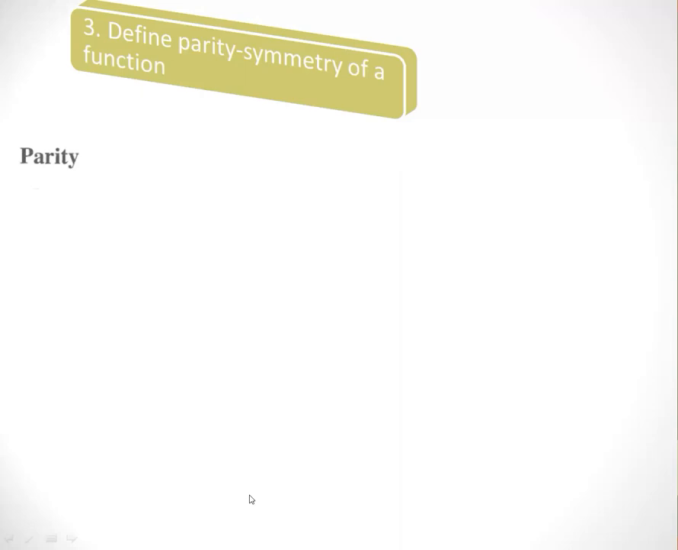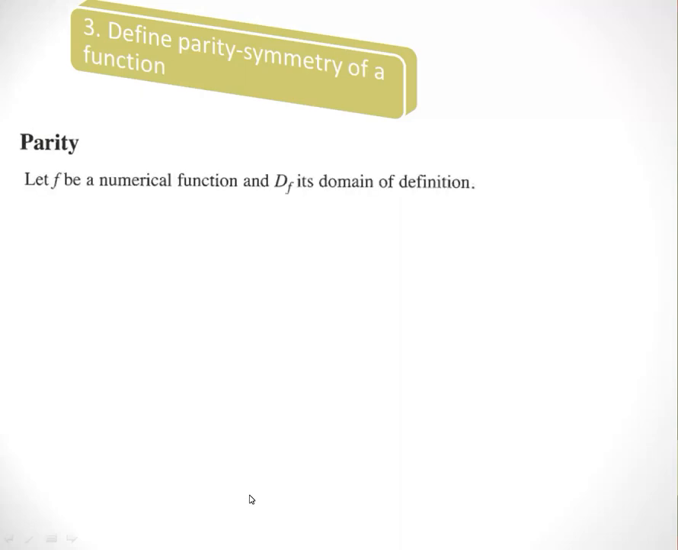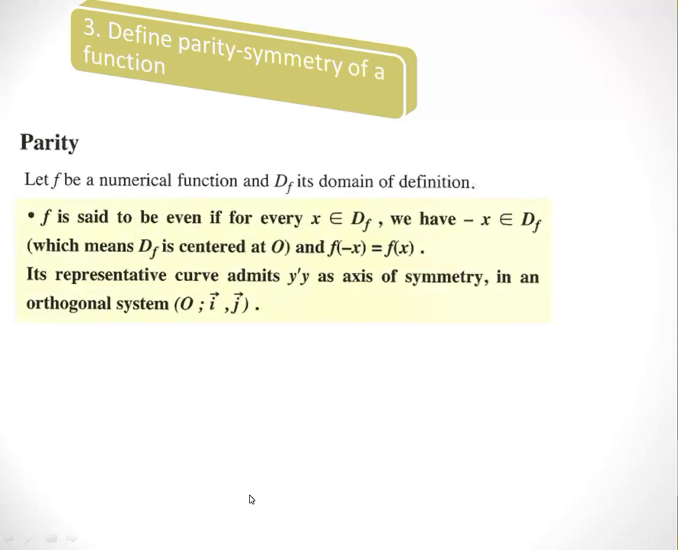Parity and symmetry of a function. We said that a function f is said to be even if for every x belonging to the domain of definition, minus x belongs to the domain of definition and f of minus x equals f of x. When we say parity of a function, it may be even or odd. Sometimes it is neither, it's okay, but when we talk about parity we mean even or odd.